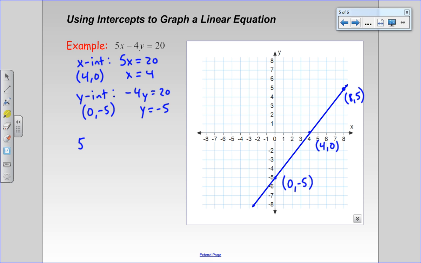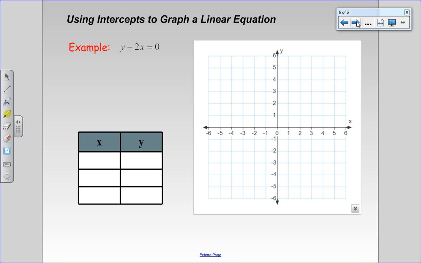Substituting into our equation, we have 5 times 8 minus 4 times 5. Does that equal 20? Well, 40 minus 20 does equal 20. The point 8, 5 is a solution, and we know that we've graphed our line correctly.